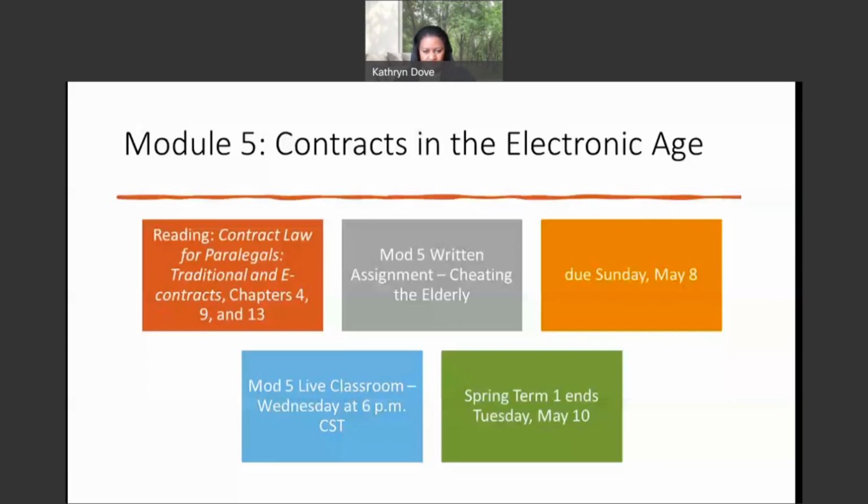And just a reminder, spring term 1 ends on Tuesday. It's hard to believe that we are in the last week of the course. It's a 5.5-week course, and module 6 is only going to last for 2 days, Monday and Tuesday, and then spring term 1 will end on Tuesday. So I need for all of you to submit your assignments by Tuesday at midnight Central Standard Time.